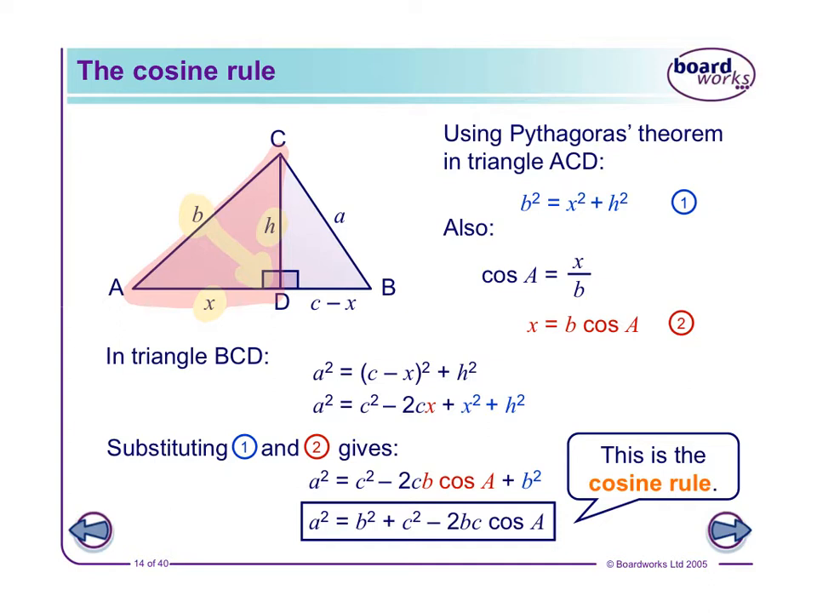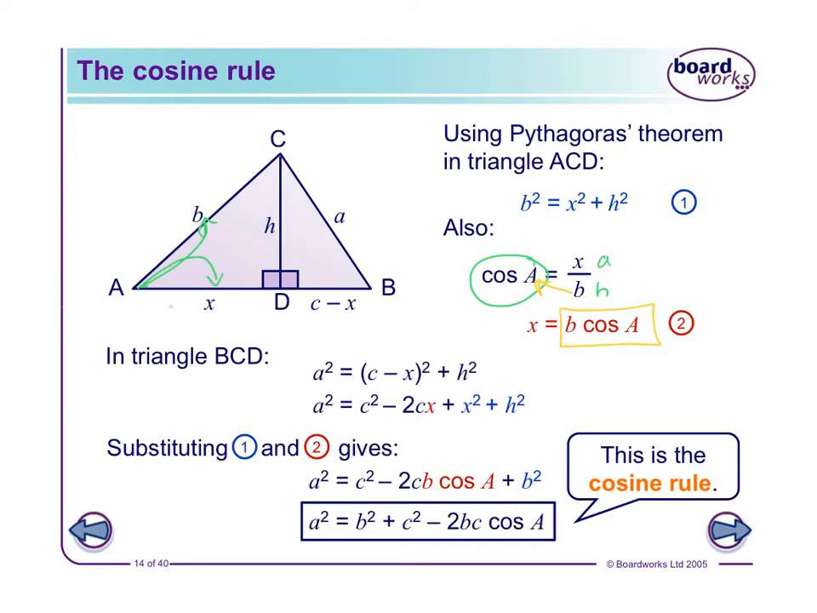Then we could also use the idea that we worked with for the sine rule, but for cosine now, cosine is adjacent over hypotenuse. So cos of angle A is adjacent over the hypotenuse. And in this case, again, just follow what I'm doing here. We're going to get X by itself and move the B across.